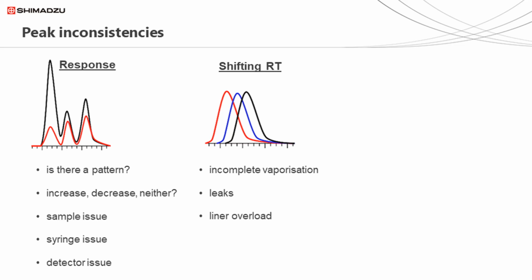Shifting retention times indicate that the movement of sample into the column is at fault. This could be due to only partial vaporization of the sample, either because the inlet is too cool or the sample is overloading the liner. Also make sure the system is leak-free, especially the inlet.